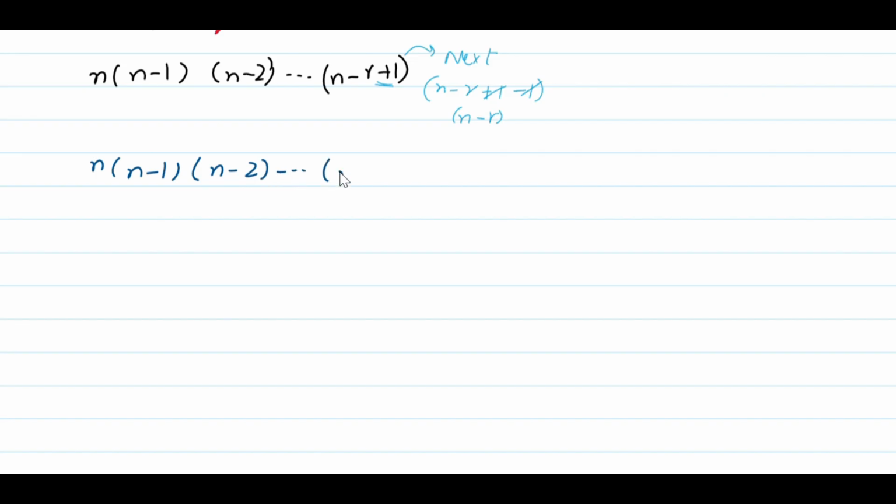So for this, n times n minus 1, n minus 2, down to n minus r plus 1, and times n minus r factorial, multiply and divide. On the numerator, it starts with n, so it becomes n factorial, and the denominator is n minus r factorial. This is the answer.